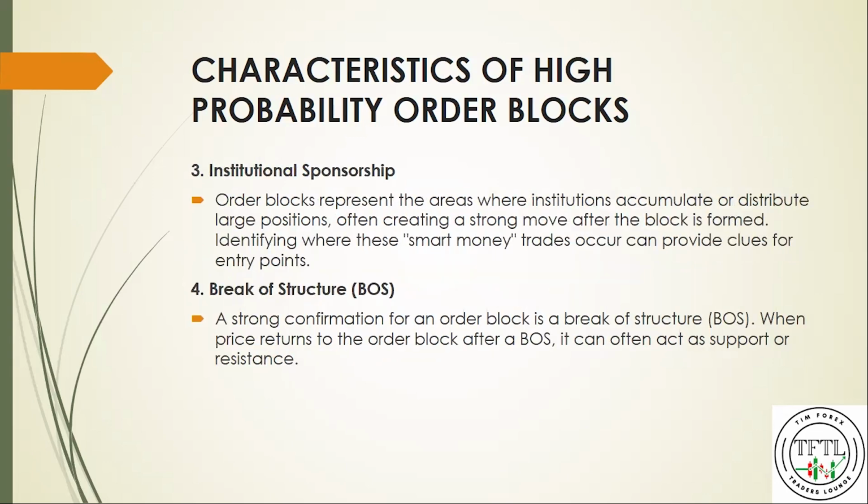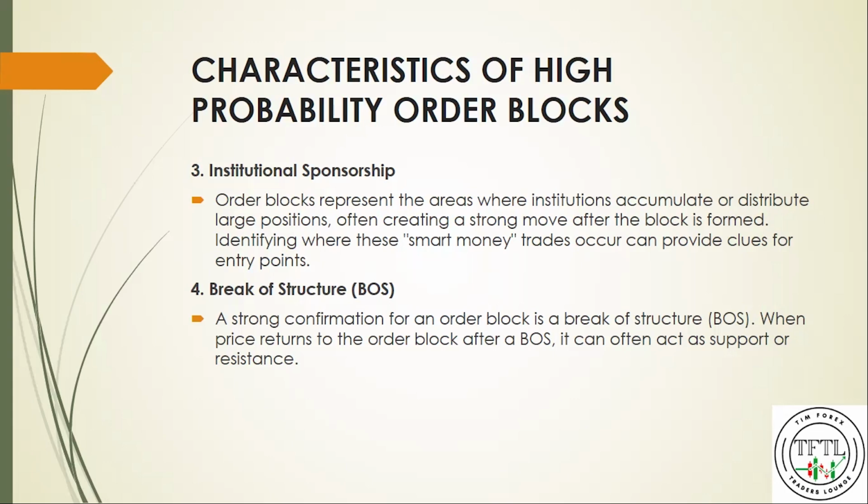So the third step, after identifying the order block, look at the institutional sponsorship. What am I talking about, institutional sponsorship? Order blocks represent areas where institutions accumulate or distribute large positions, often creating a strong move after the block is formed. So identify where these smart money trades occur. Identifying where these smart money trades occur can provide clues for entry points.